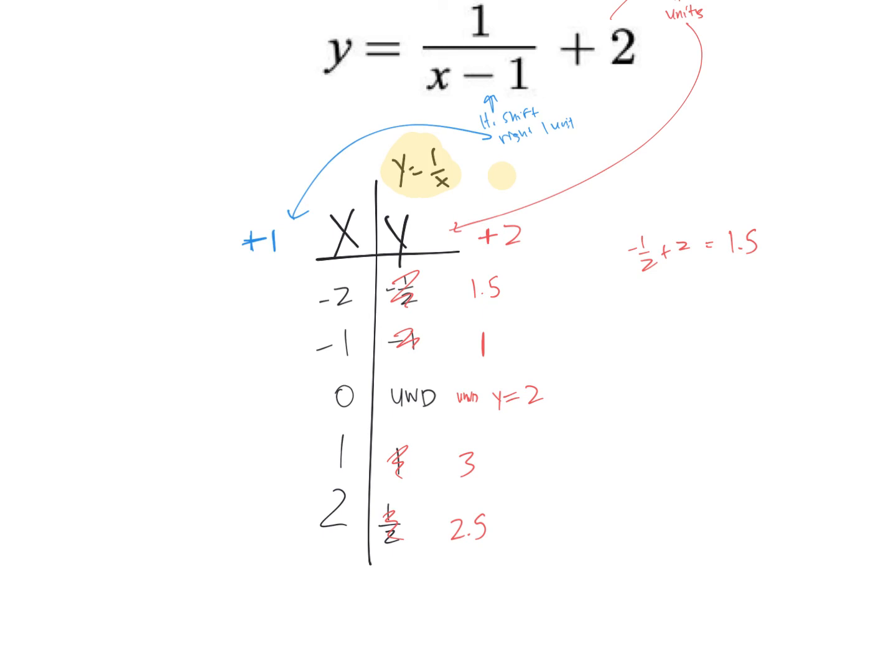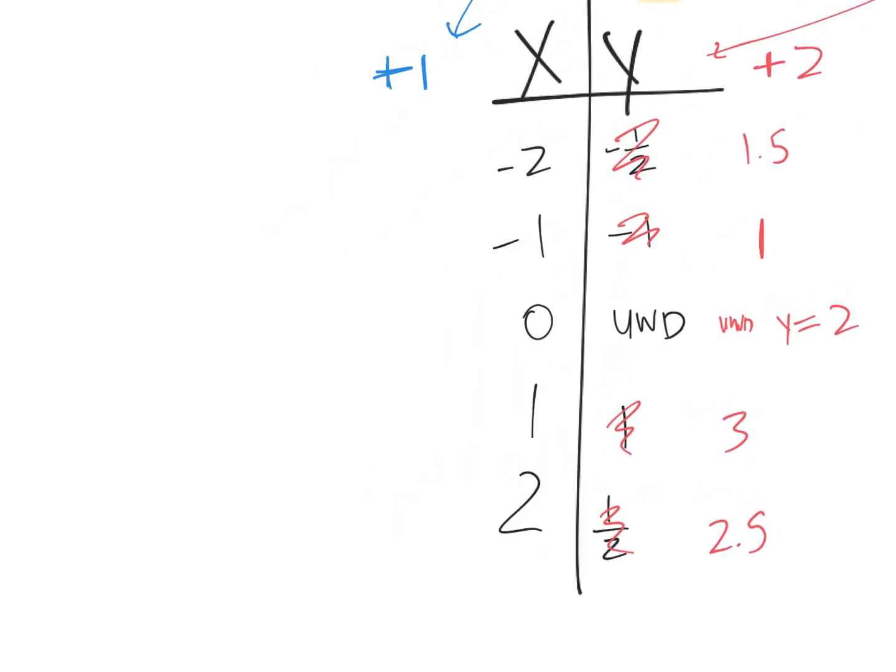I know it's a subtraction of 1 in the function, but remember it's the opposite of whatever's happening. So I've got -2 plus 1, which is -1. -1 plus 1, which is a 0. 1 plus 1, which is a 1. And remember that vertical asymptote is going to be at that x is equal to 1 mark, because we shifted it right 1. And then I've got 1 plus 1, which is 2, and then 2 plus 1, which is 3. So out with the old, in with the new.